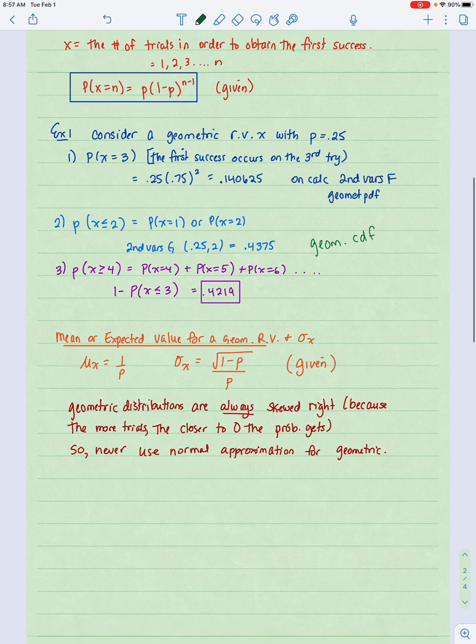Okay, the means and expected values and standard deviation for this are also given formulas. You don't have to memorize any of these formulas. You just have to know when and how to use them. They're all in the formula sheet. So the mu of x for this is 1 over p, and the standard deviation is square root of 1 minus p over p. Geometric distributions are always skewed right because the more trials, the closer to 0 the probability gets. So we never use normal approximation for these because they're not normally distributed the way binomials can be.